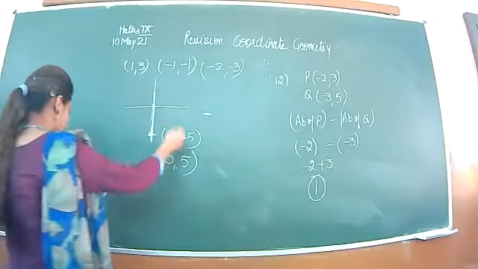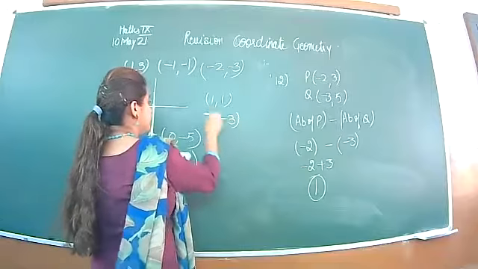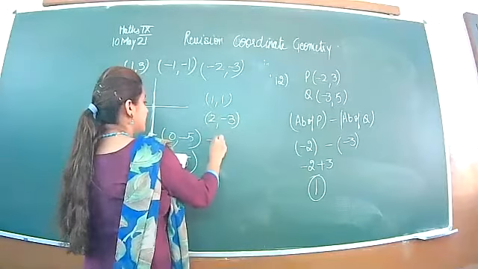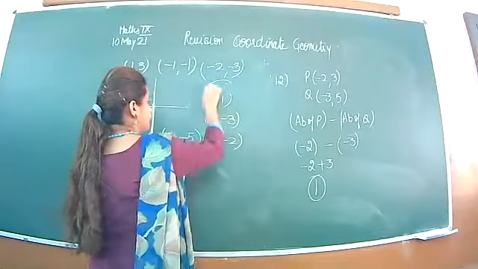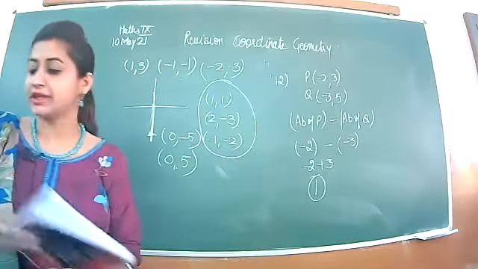Now plot these points. 1, 1, 2, -3, -1, -2. Plot these 3 points and check whether are they collinear or not.